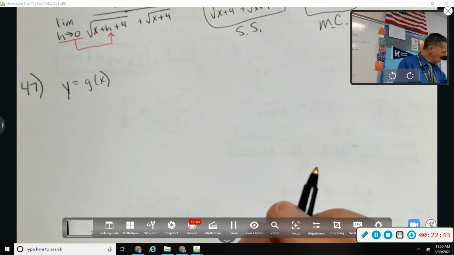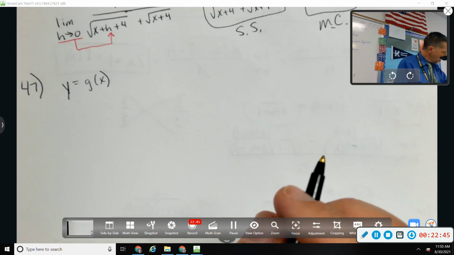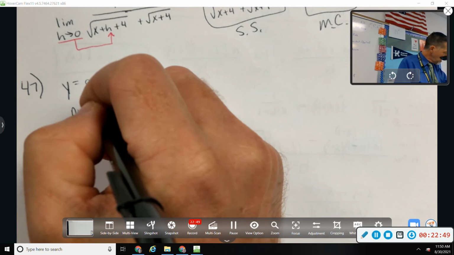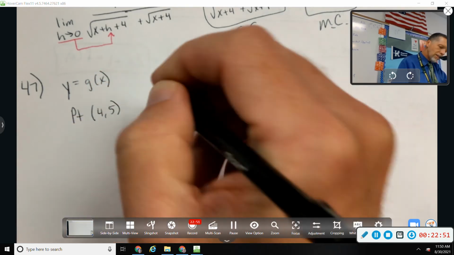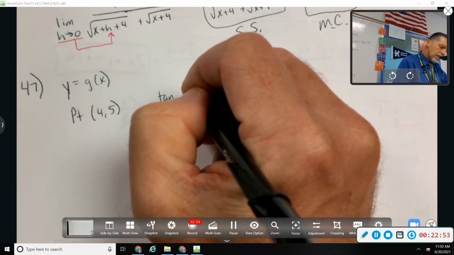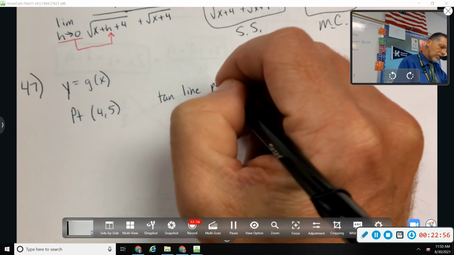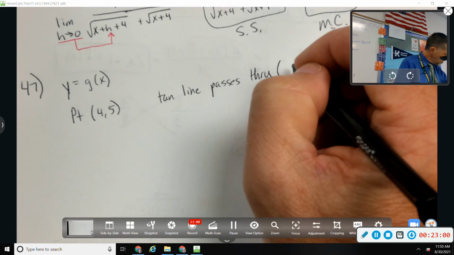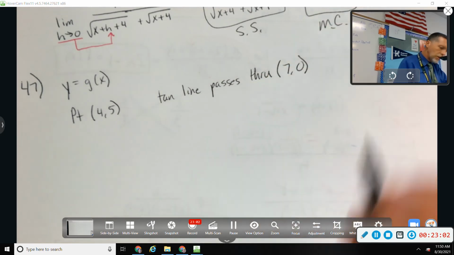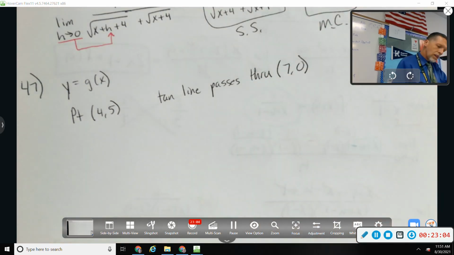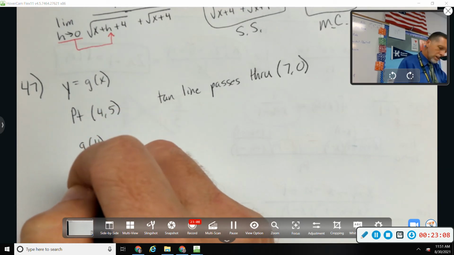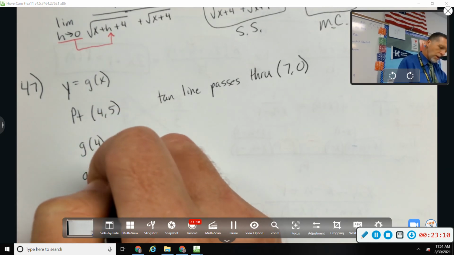So y equals g of x. The tangent line to that goes through the point (4, 5), and the tangent line passes through another point, (7, 0). And we want to find g of 4 and g prime of 4.